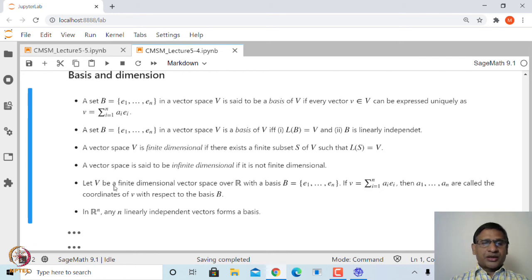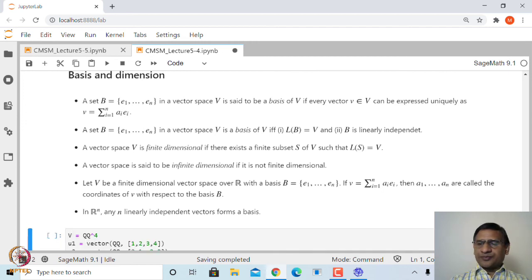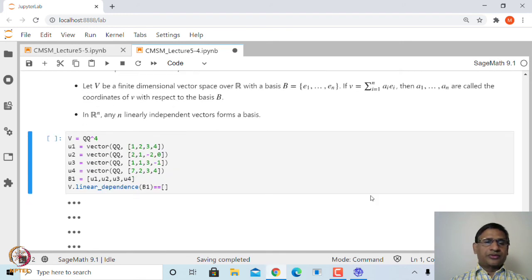And if you have a finite dimensional vector space over R, and B is a basis, let us say E1 to En, then we know that v can be written as a scalar linear combination of E1 to En, and this is unique. So these coefficients A1 to An are called the coordinates of v with respect to this basis, and in Rn any n linearly independent vectors form a basis, right.